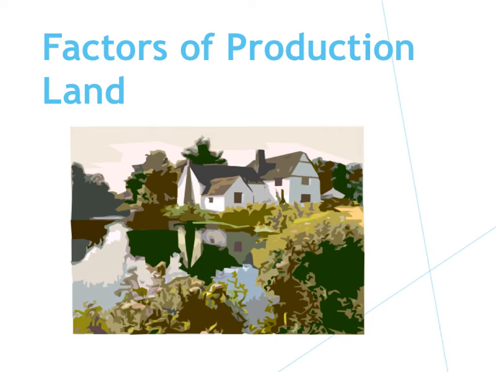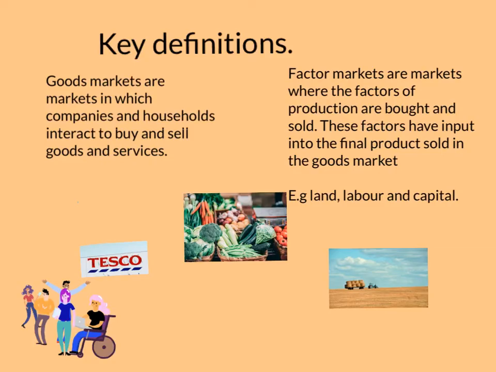So we're going to start off by looking at the factors of production, and we're going to briefly just look at land as a factor of production. As I said to you before, we're going to focus predominantly on labour, but we just want to have a look at some key terms in relation to factors of production and a little bit about land. Okay, so first of all we want to look at some key definitions.